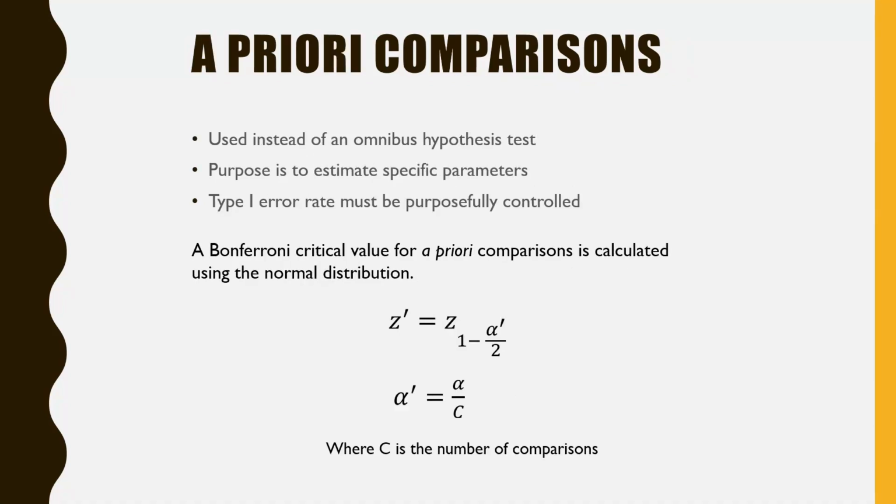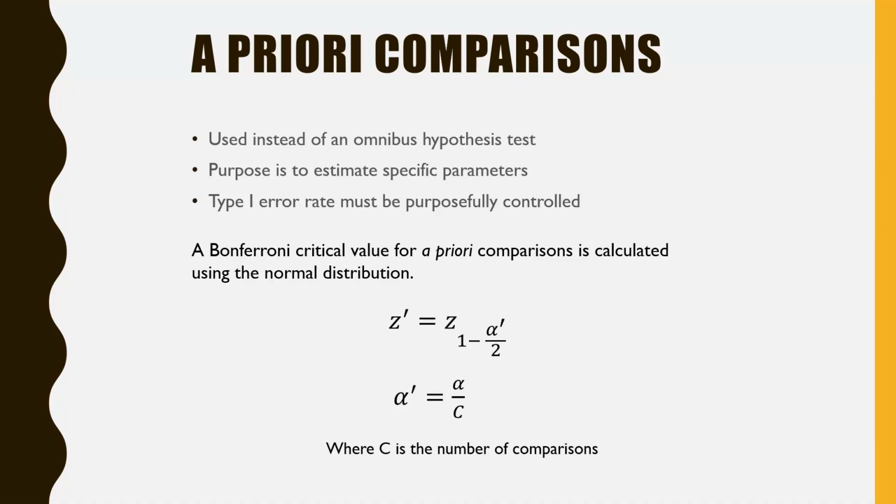If we're going to do an a priori or planned comparison, that means we're not going to do the omnibus test. We're going to decide ahead of time what contrast we're going to do. And by deciding ahead of time what contrast we're going to do, we know how many of them there are. So you're purposefully controlling the type 1 error rate by dividing it up.